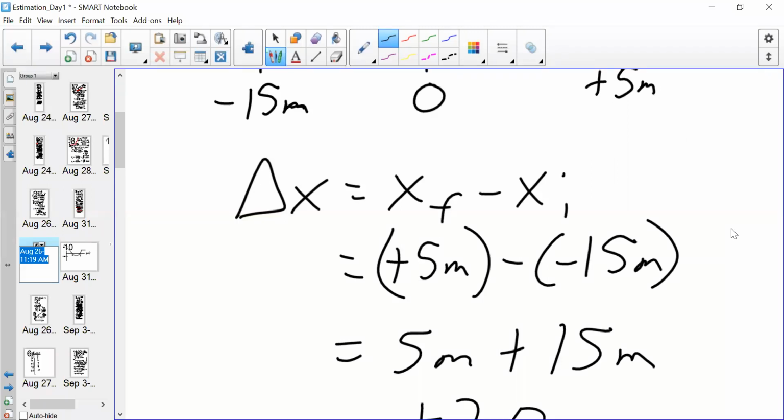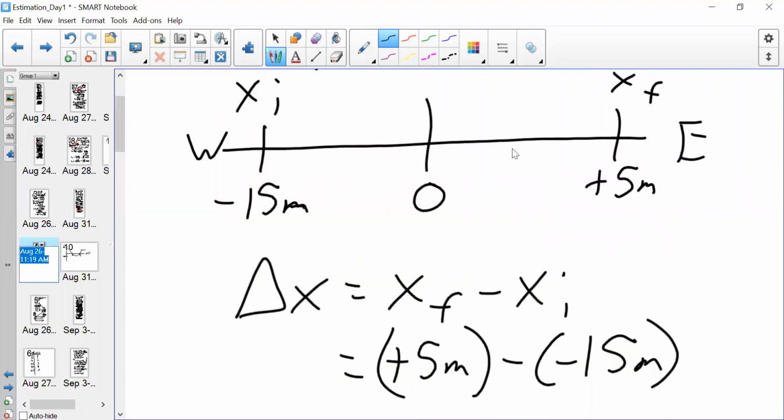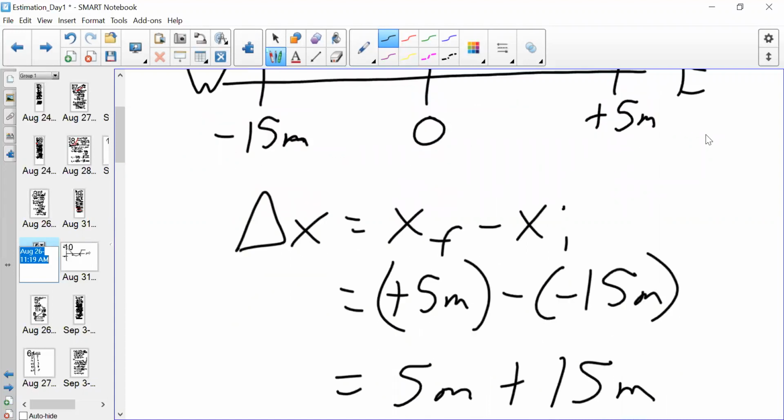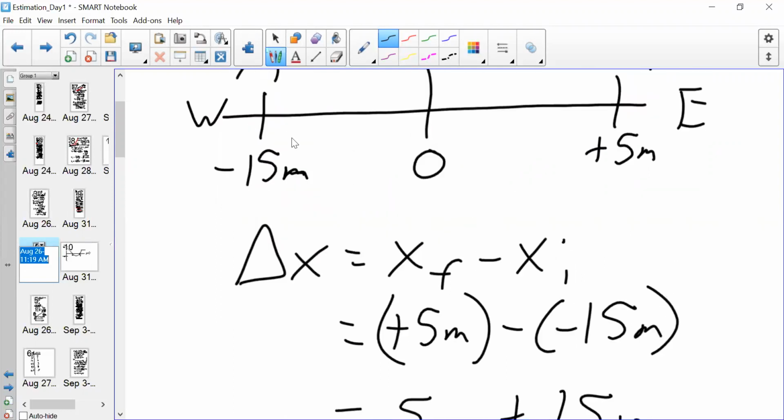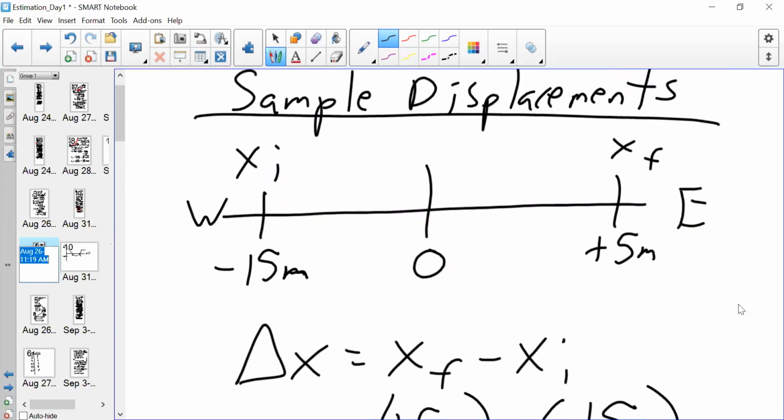Unless you get the wrong number, you will get a negative answer, but you traveled east. That will be inconsistent. It should show you visually that your subtraction was wrong. You have to subtract the negative. So 5 meters plus 15 means 20 meters east. I have traveled 20 meters to the east, 15 here and another 5 east. Went to the right.